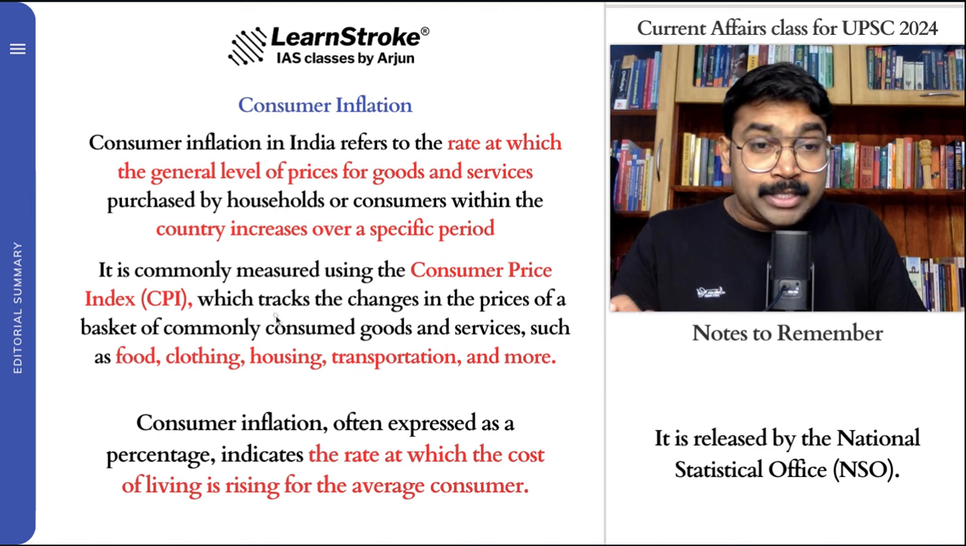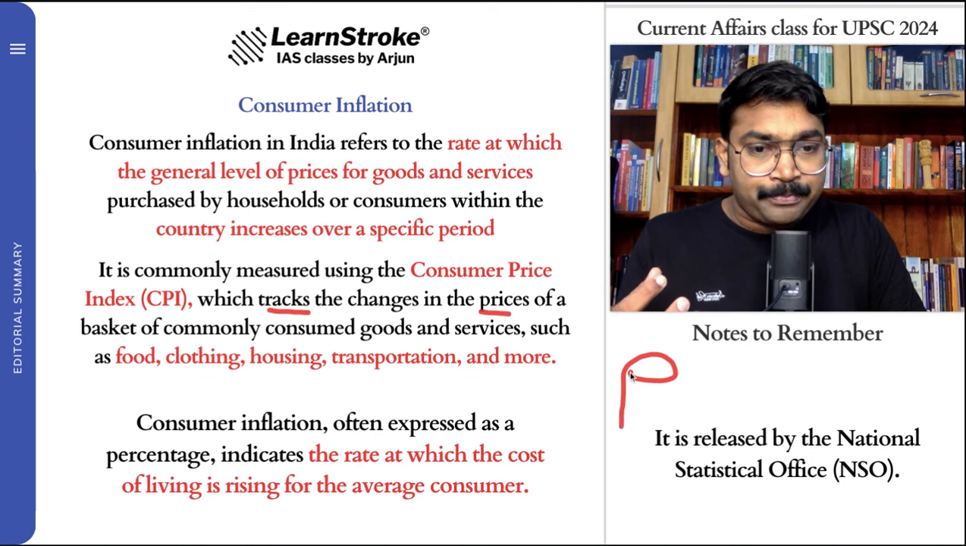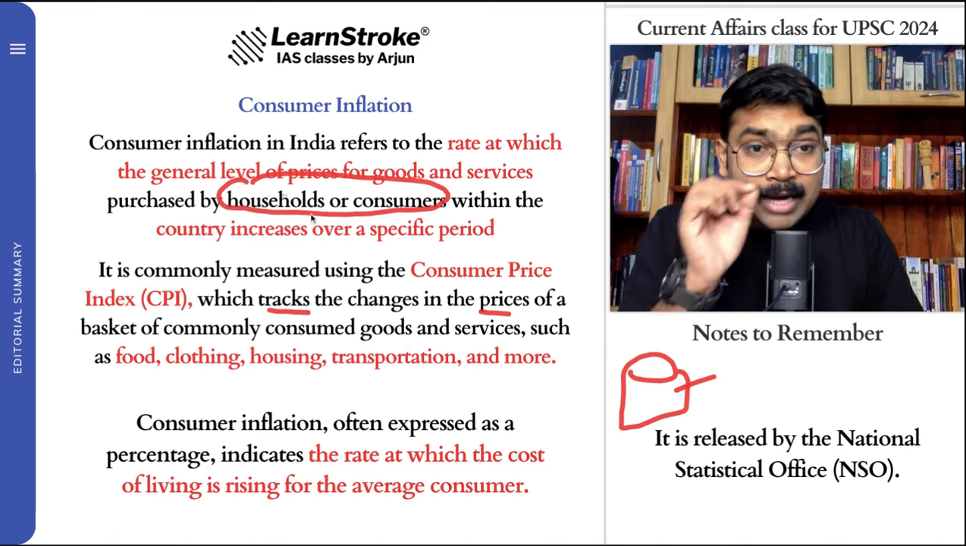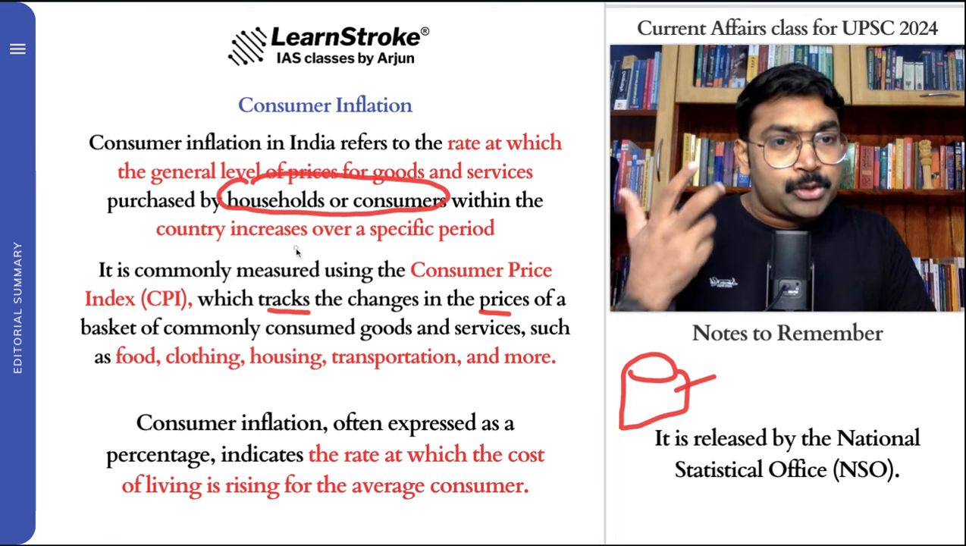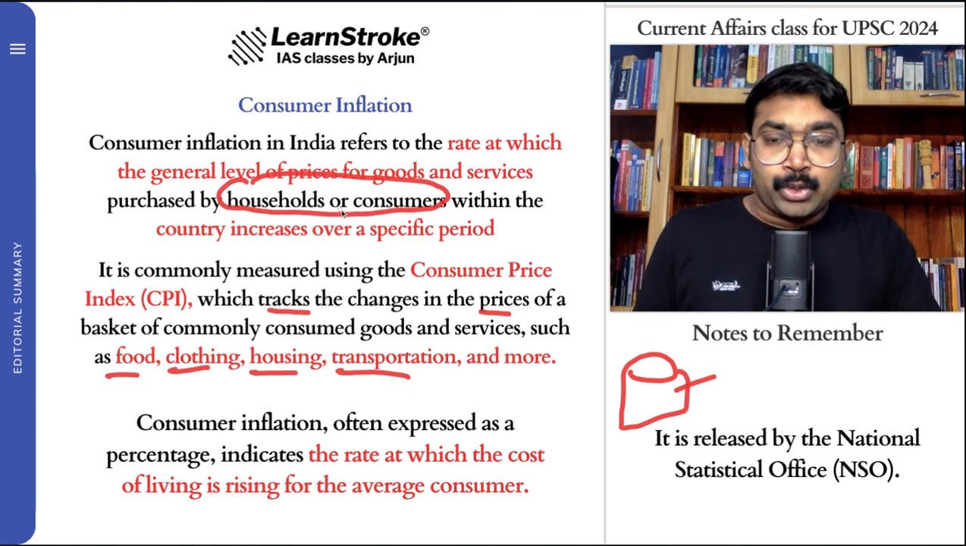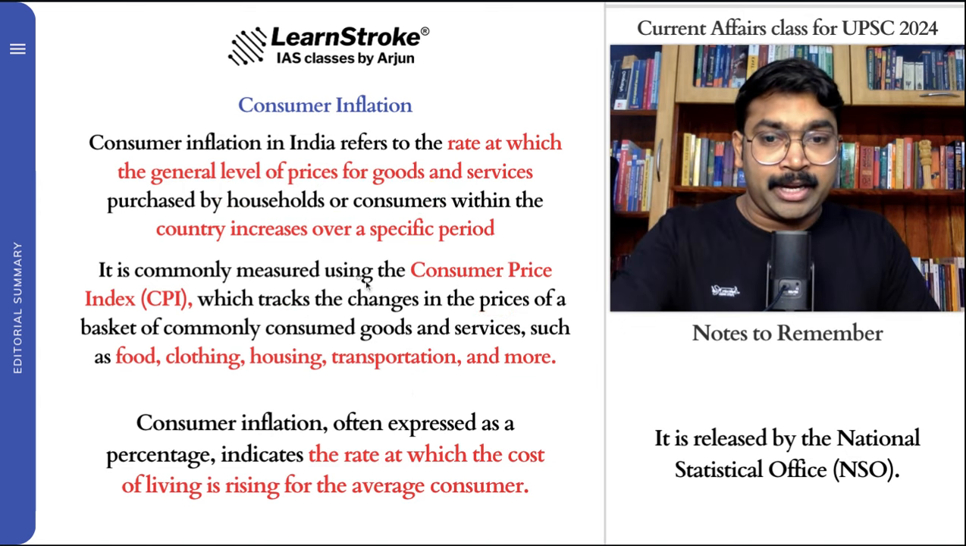So what is CPI? It tracks the changes in the prices of a basket of commodities. It's actually like a basket of commonly consumed goods and services that households or common consumers are consuming, like food, clothing, housing, transportation, etc. The general price increase in these things is often called consumer inflation.